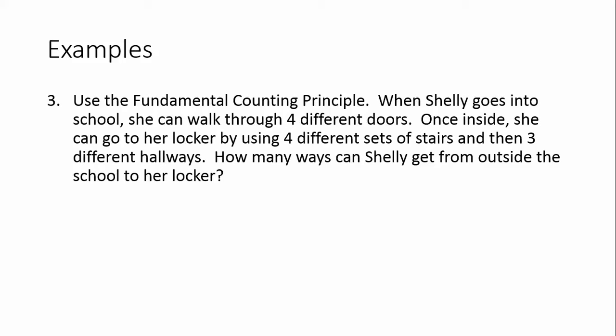And again, the fundamental counting principle, we are multiplying all of the different options, choices, to get the total number of outcomes. So 4 different doors, 4 different sets of stairs, 3 different hallways. 4 times 4 is 16. 16 times 3, if you want to do some side work, is 48. Remember though, you can use a calculator. So there are 48 ways that Shelly can get from outside the building to her locker.